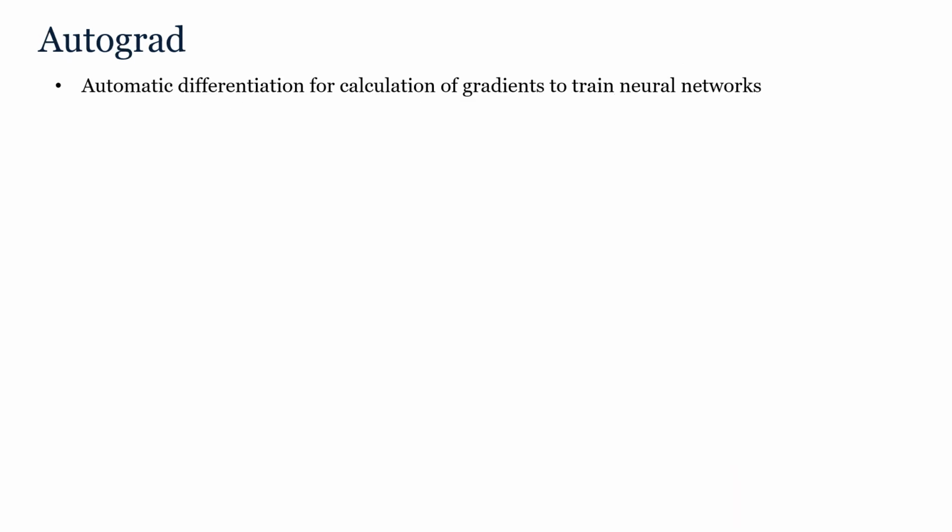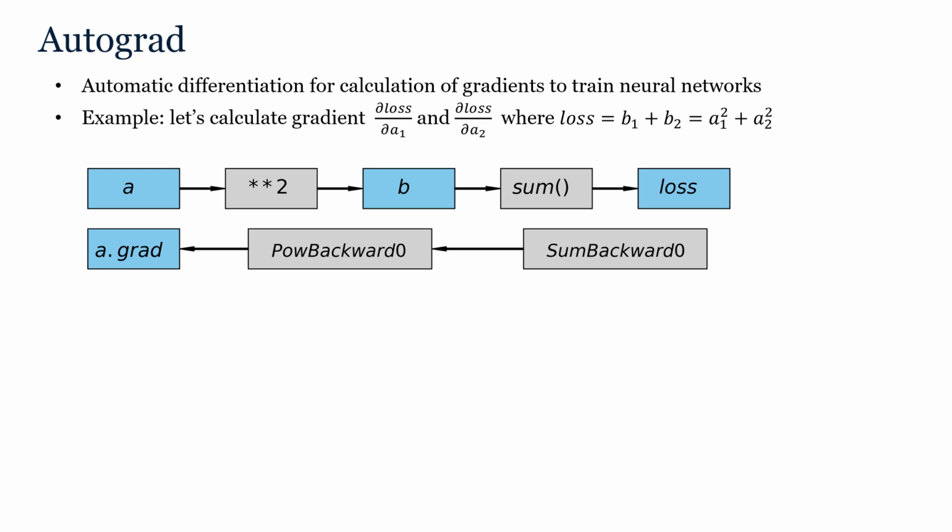What makes Pytorch such a powerful tool for deep learning is automatic differentiation called autograd. This means that we do not have to worry about calculating gradients for training, they are automatically evaluated. Here we show an example of how this works. Let's say that we have a loss a1 squared plus a2 squared. We would like to evaluate gradients of this loss with respect to a1 and a2. This graph shows how we can separate this process into individual steps.